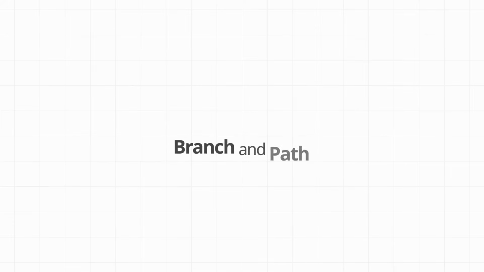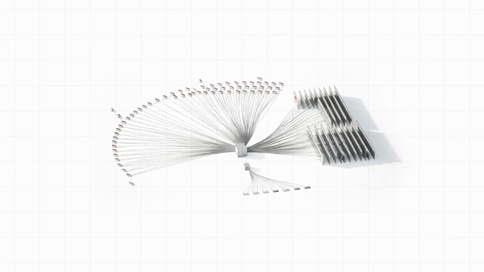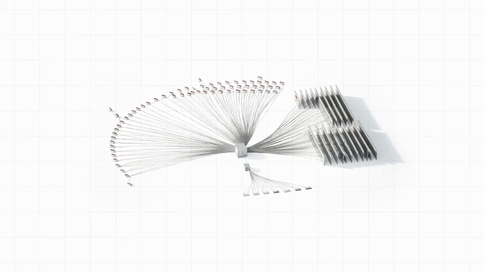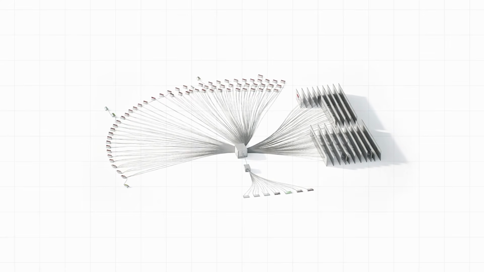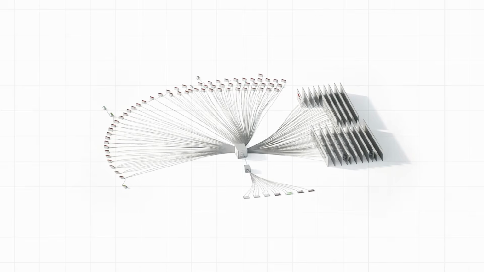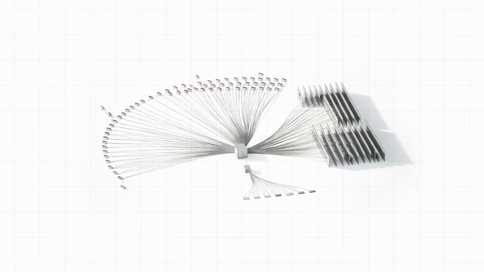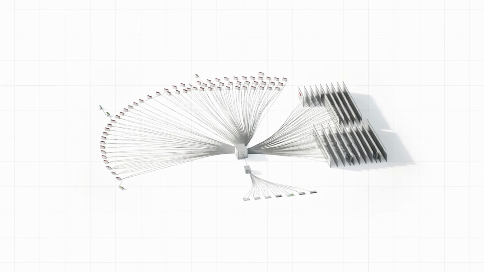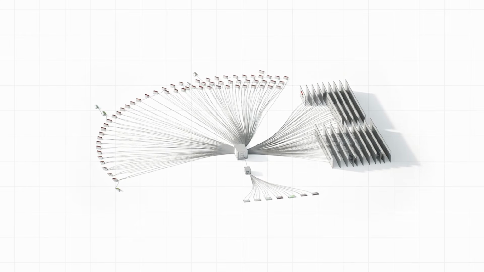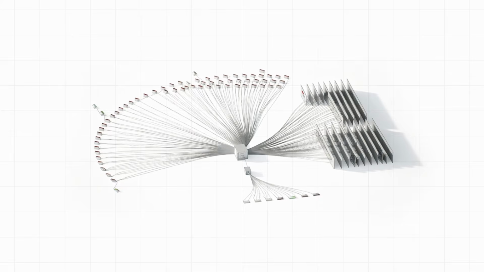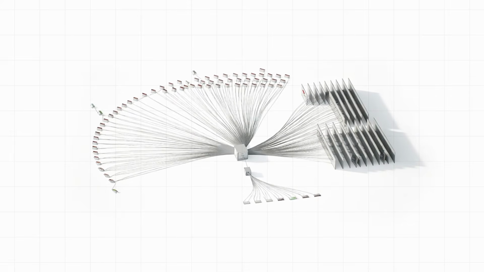Branch and path. Now let's be a bit more precise. What is a branch? Each branch is essentially a subset of data. You can think of a branch as a single branch of the tree. Each branch holds its own specific data and is considered independent from the other branches. For example, each row of panels, each floor of a building, or each repeating module can exist as its own separate branch.